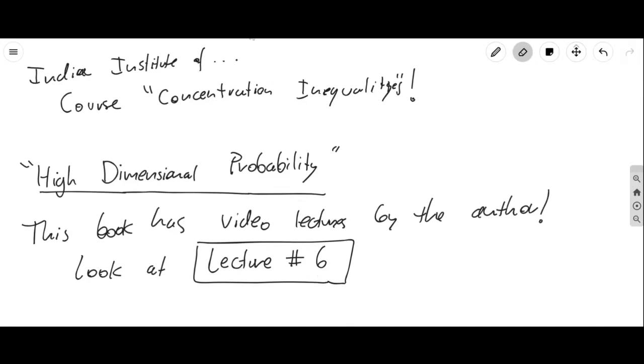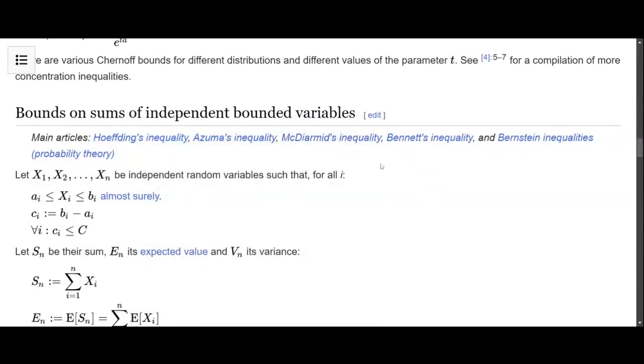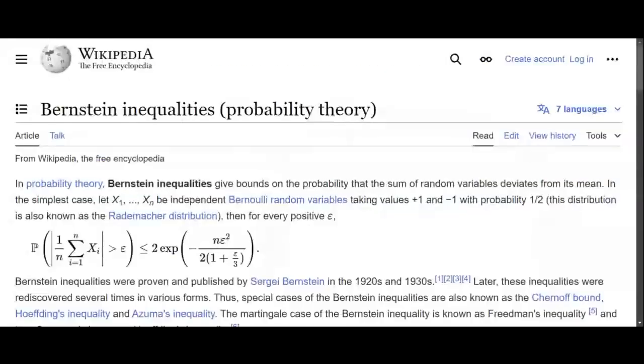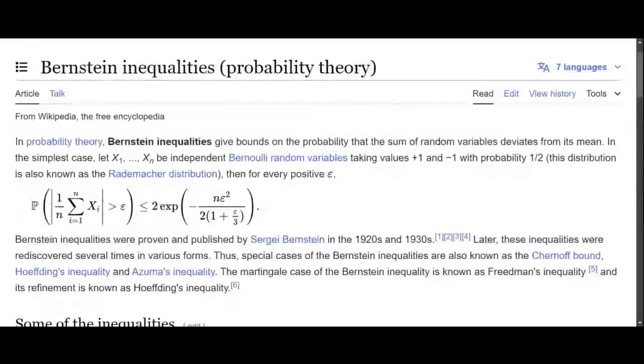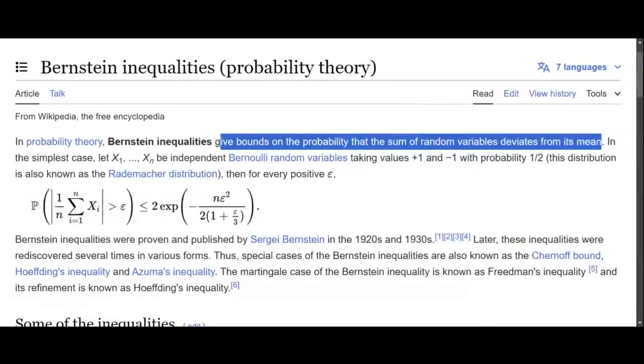So the concentration inequality I want to get to, let's see if I can find it. It's a bit confusing which name it goes with. On the Wikipedia page, the one that we want, and again, different sources might call them something differently, is the one they call the Bernstein inequality. And this is what it says. It gives bounds on the probability of the sum of random variables deviating from its mean.